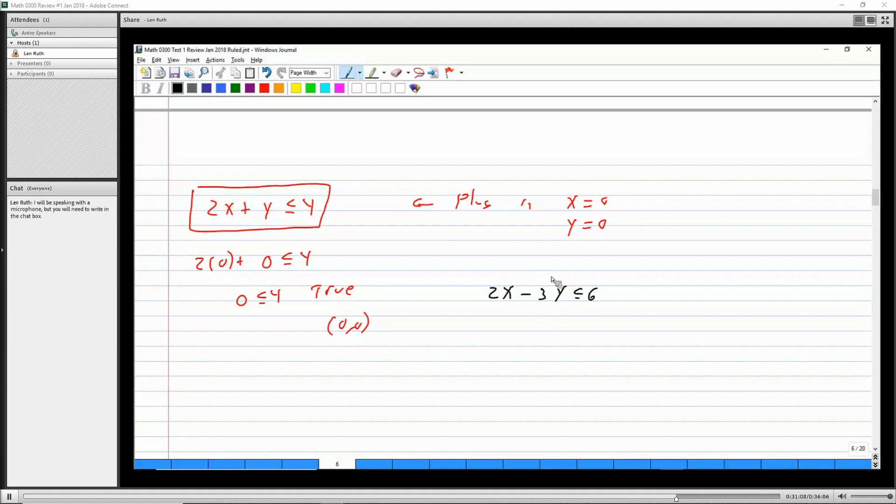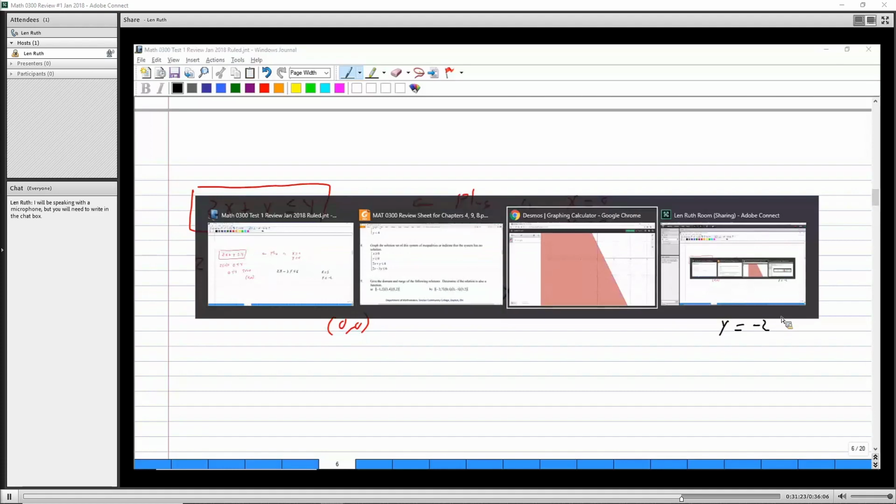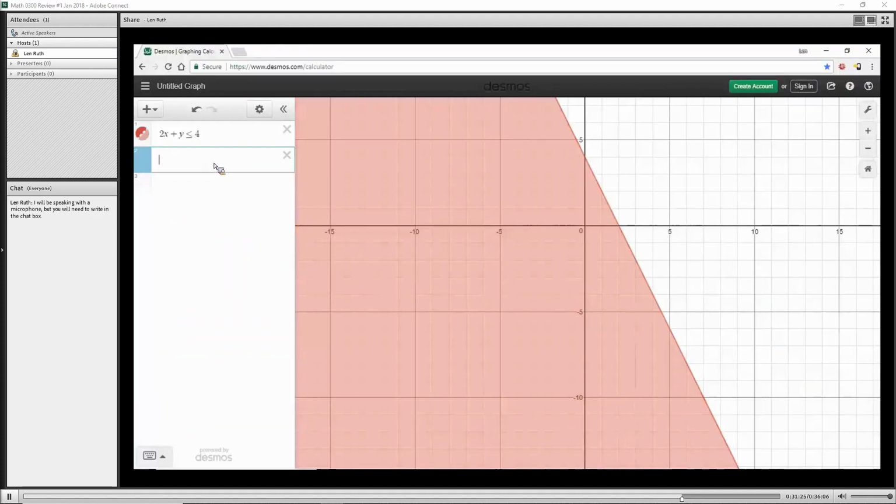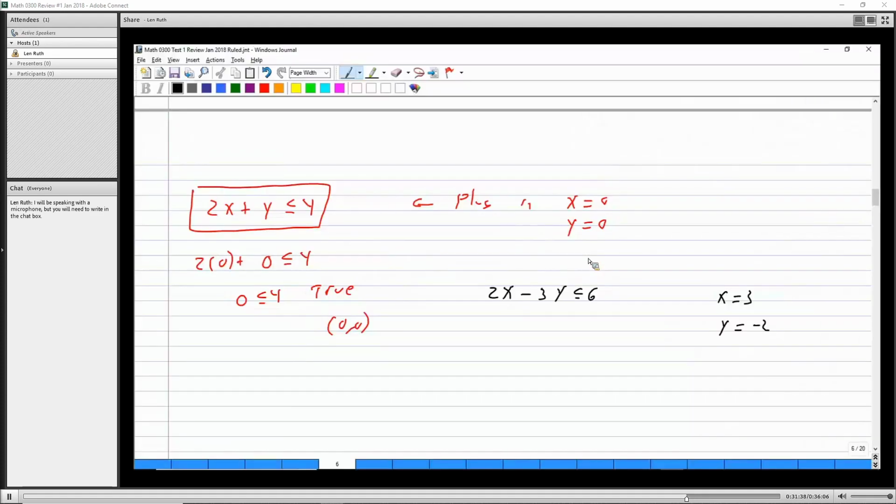You first would draw the line, you get intercepts. So if you let y be 0, you'll see x is 3. And if you let x be 0, you'll see that y is minus 2. So if you're just graphing the line part, it was 2x minus 3y equals 6. It's right there. There's the x-intercept of 3. There's the y-intercept of minus 2.